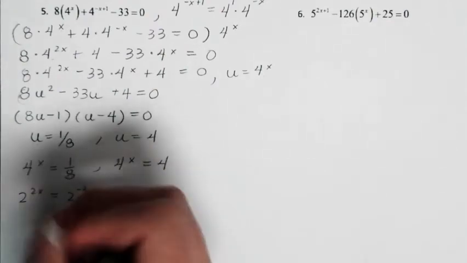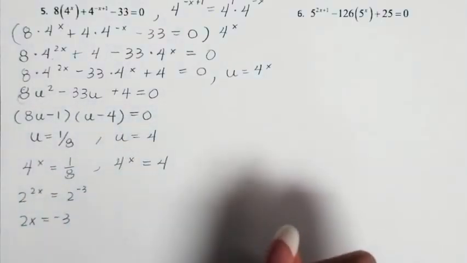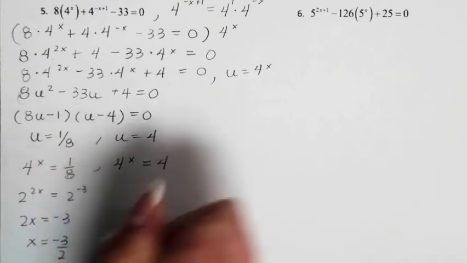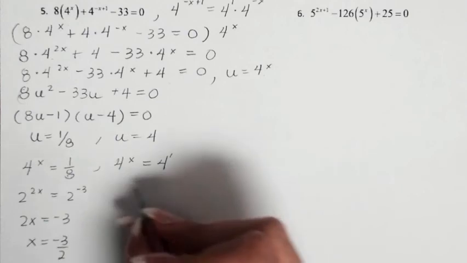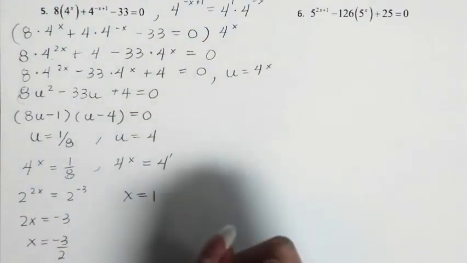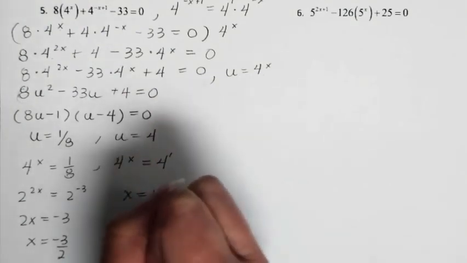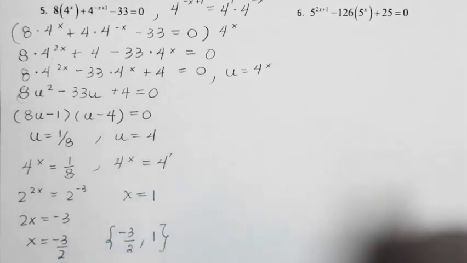So you equalize the exponents. 2x is equal to negative 3 here, and you have that x is equal to negative 3 over 2. On this side, you know that since 4 doesn't have an exponent, the exponent is 1, so x is going to be equal to 1. So you have your two solutions, and let me write them here. Negative 3 over 2 and 1 are going to be your solutions for number 5.